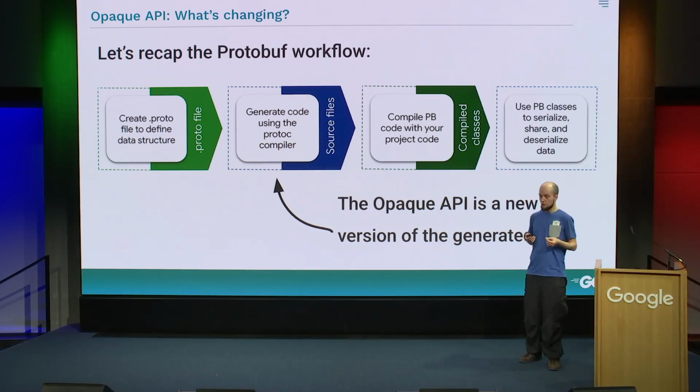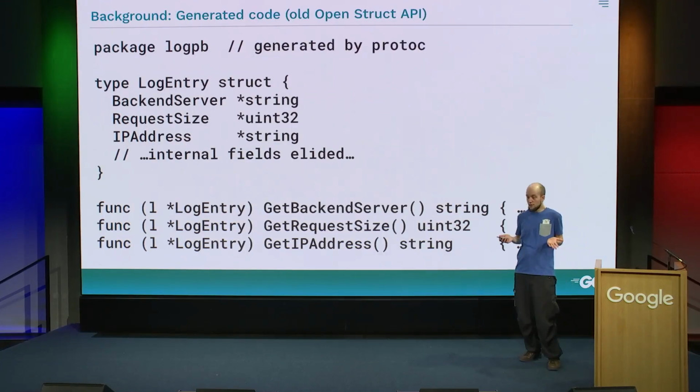Then we have the code generation step. This is what changes. So the Opaque API is a new version of the generated code. The rest doesn't change. You still compile this code into your project. You still use the same proto.Unmarshal that we've just seen on the slide. Nothing like that changes. It's only the generated code that changes. Now, why does it change?